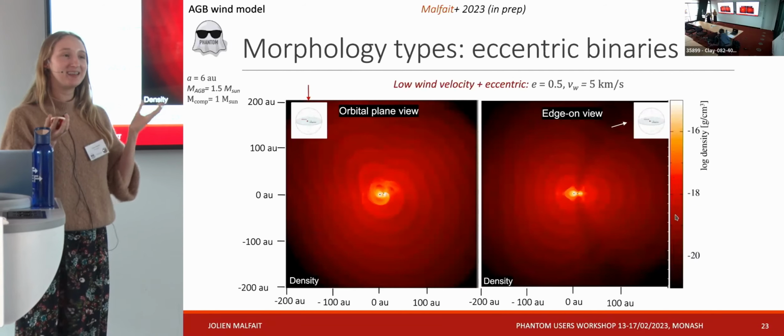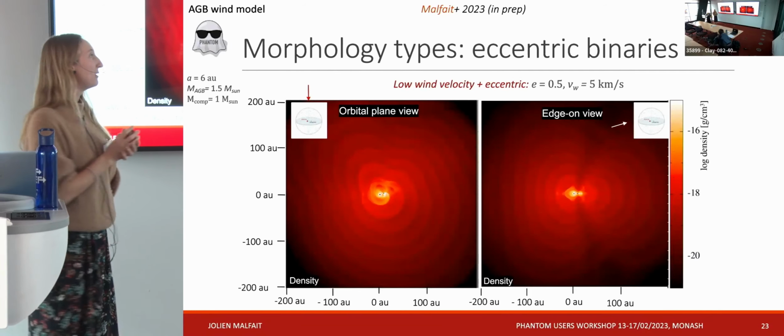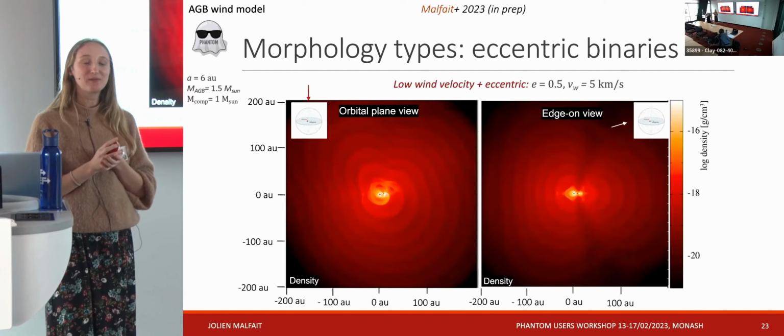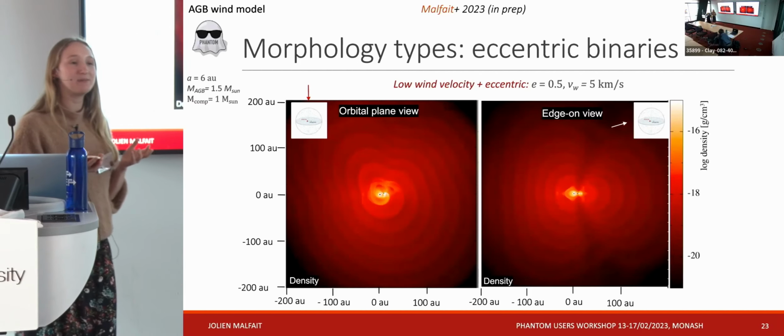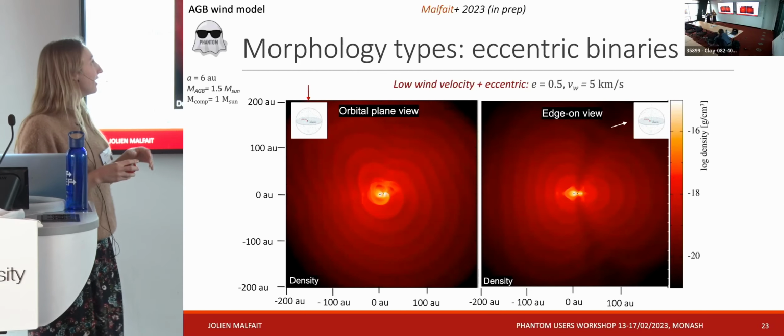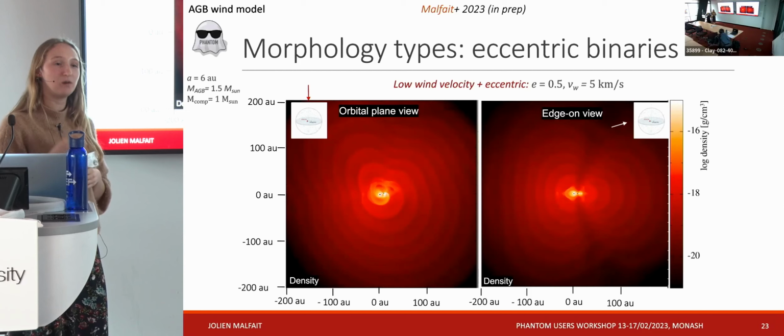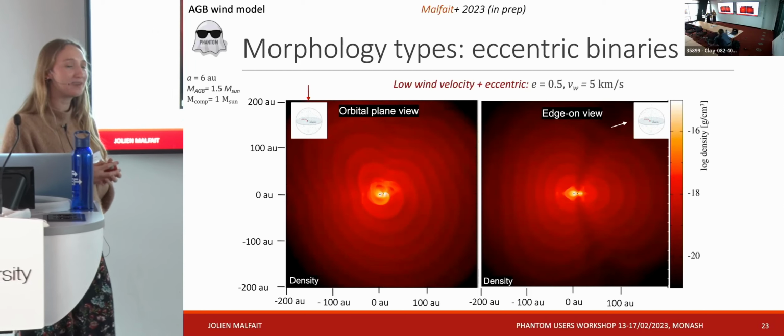Next to these quite typical eccentric systems, we also have some more complex morphologies that can appear. So here, for example, you see again that it's asymmetric, but we don't have these low density gaps or bifurcations. And this is the case when the wind velocity is lower. So then you get more complex things.